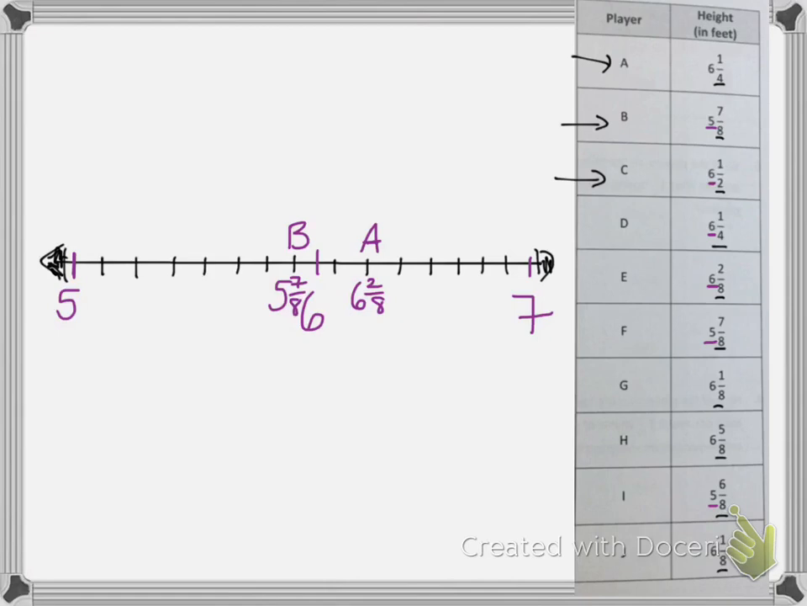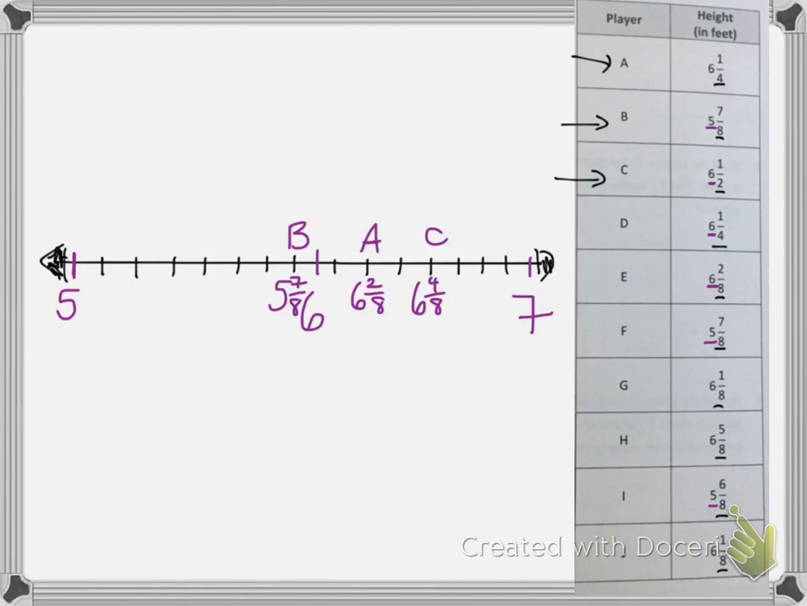1, 2, 3, 4. 6 1/2 is 4/8, because if we have 4/8 and if we divide it by 2, it's going to equal 2/4. Sorry, if I cut this in half, it's going to equal 2/4 or 1/2. So I know that C goes here in the number line.